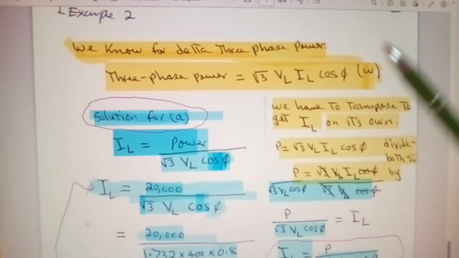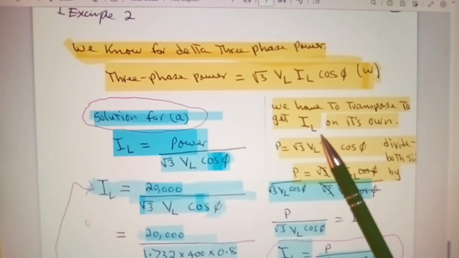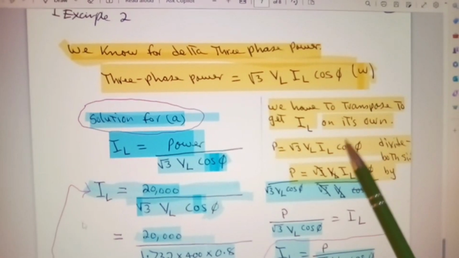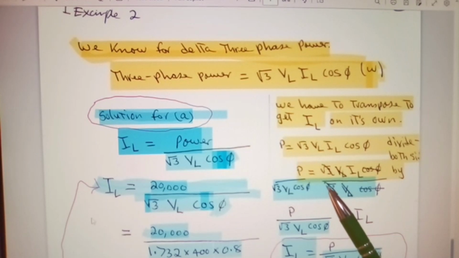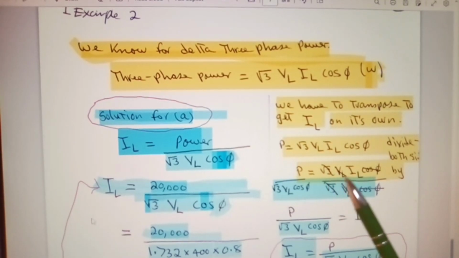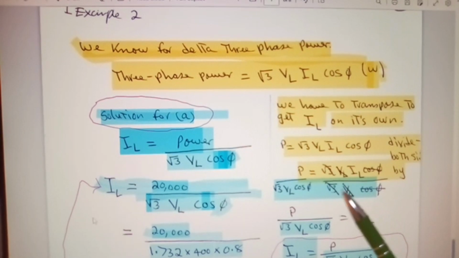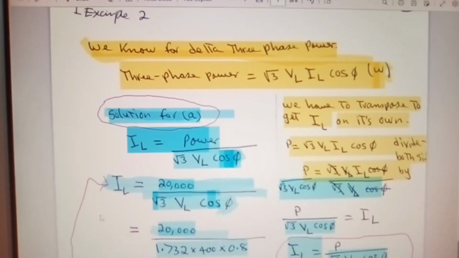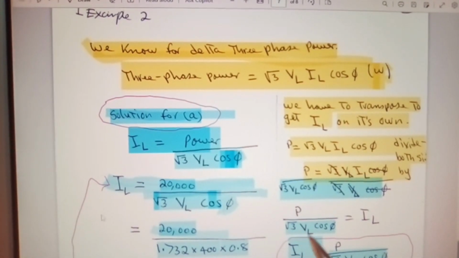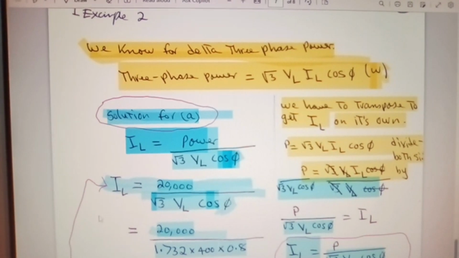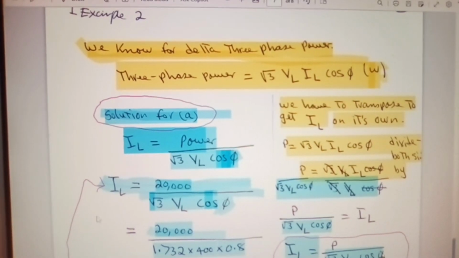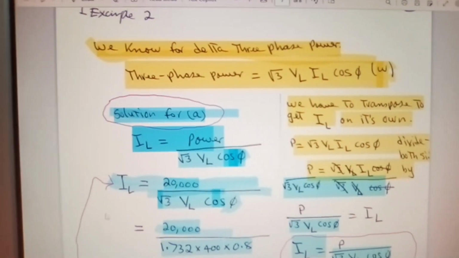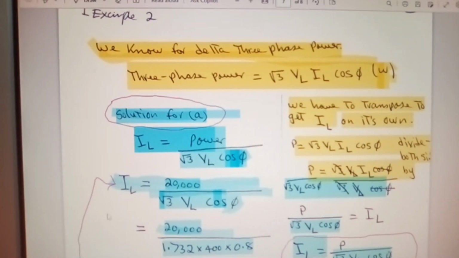Now here we have to transpose to get IL on its own. So this is where we divide both sides by square root of 3 VL cos theta. That leaves us with IL equals P over square root of 3 VL cos theta. I call it theta, you call it what you like.